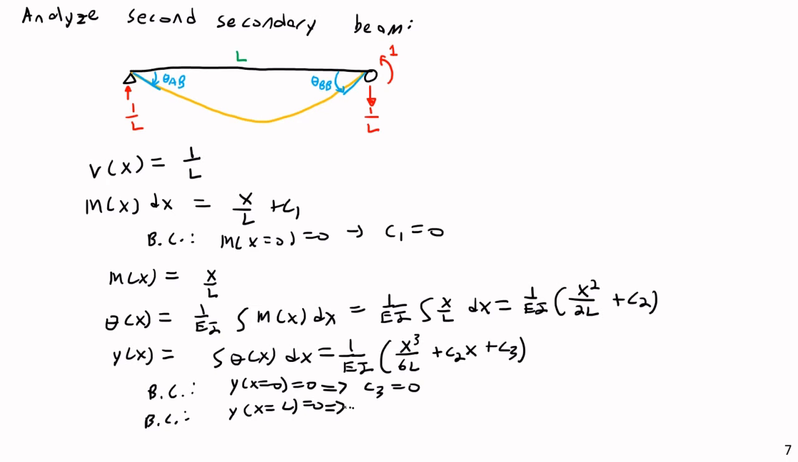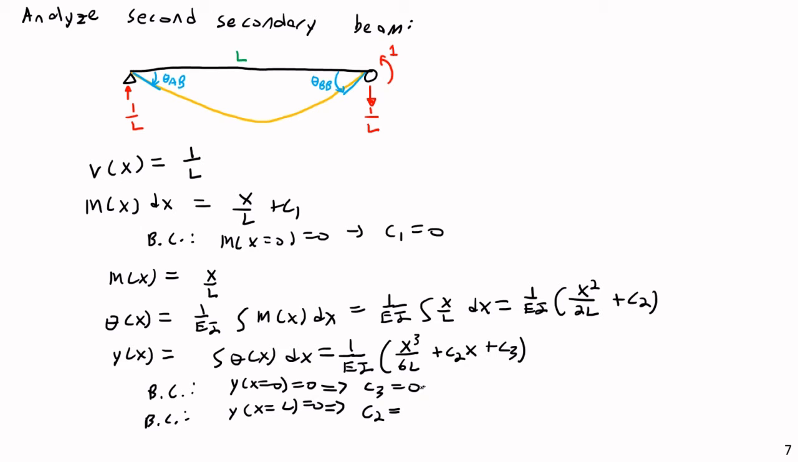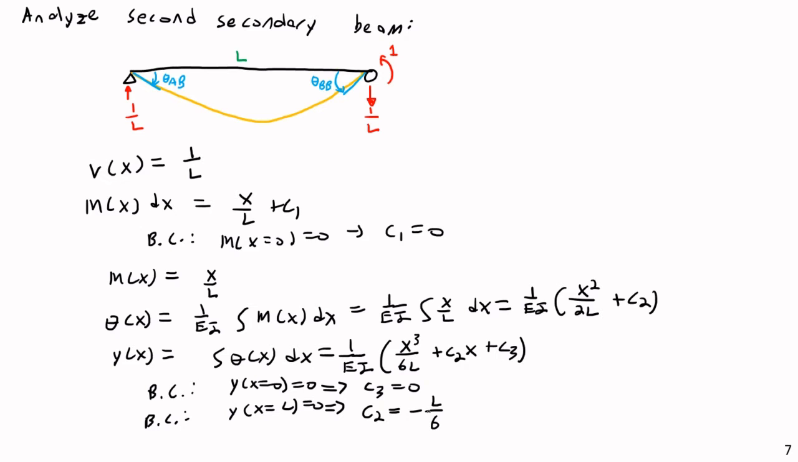If you go ahead and apply that, put in 0 for y and L in for x, without this term here, and then solve for c2, you will find that c2 is equal to negative L over 6. So our y as a function of x expression then has negative L over 6.